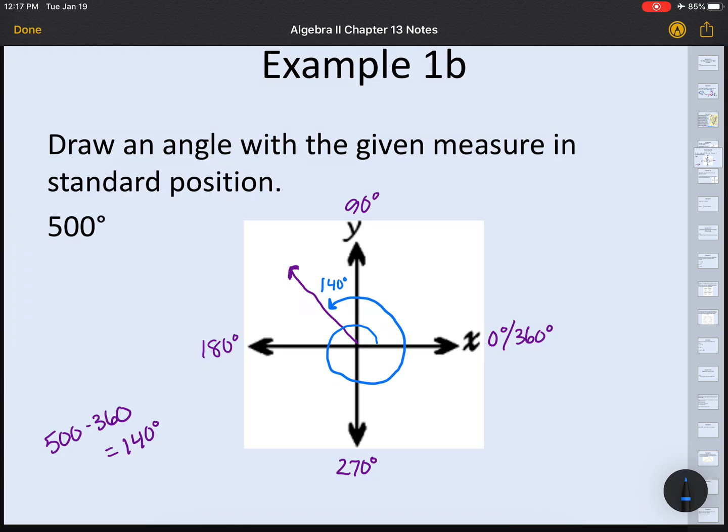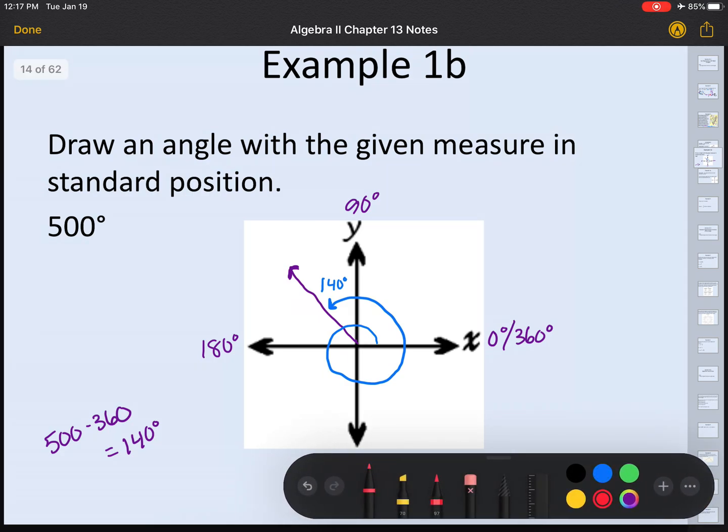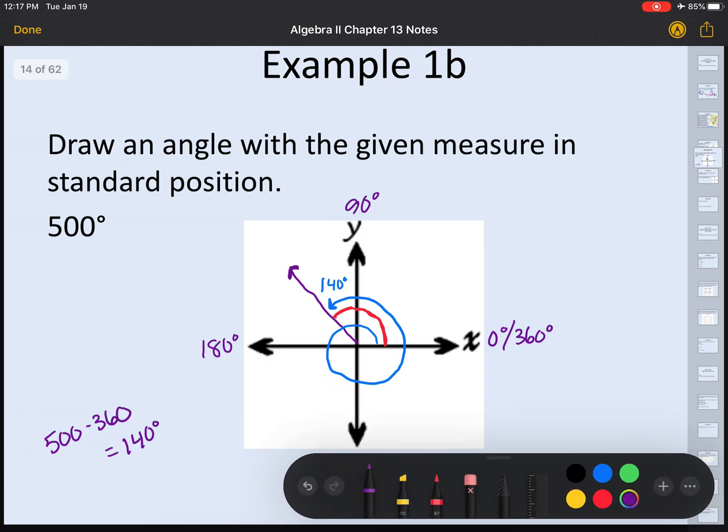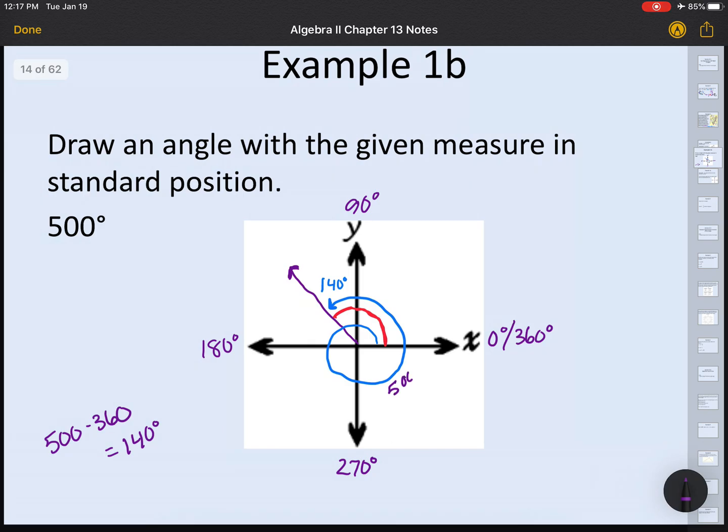From here to here was 140 more. But if we went all the way around and ended up at 140 degrees, that was actually the 500. So here's our 500 degrees in standard position. And again, here's your initial side. So you have to go all the way around and land at 140 degrees.